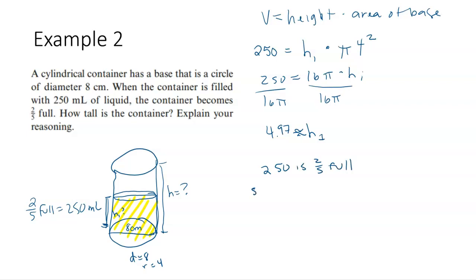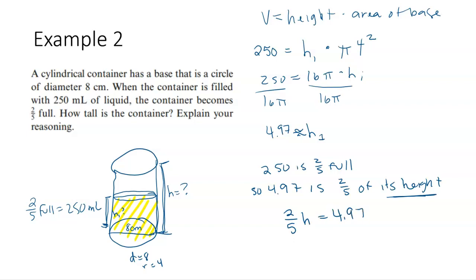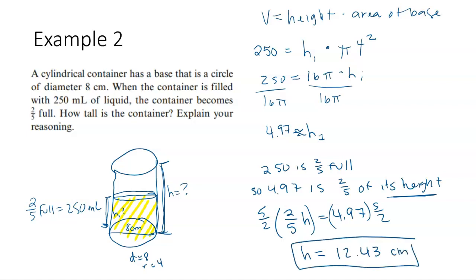About. So I know that 250 is 2/5 full. So 4.97 is 2/5 of its height. So I can say, okay, we don't know its height. 2/5 of its height, of the full height, is equal to 4.97. Well, I can solve that by multiplying both sides by 5/2. And so I can find that the height is about 12.43 centimeters. And so that is one way to find that height. And we'll pause there. These problems can be a little involved, and we'll come back and do some more examples.